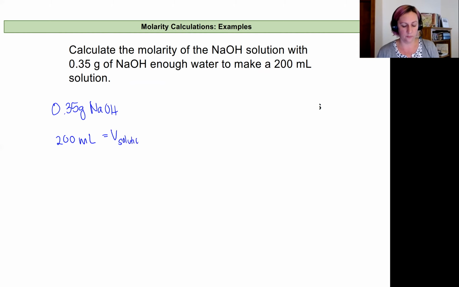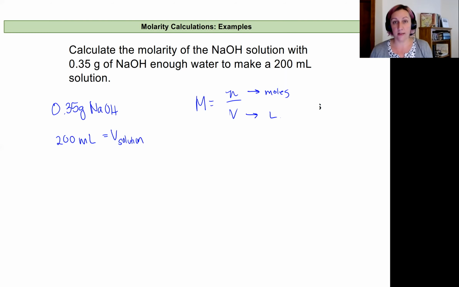Let's go back to what our molarity equation looks like. So molarity is going to be equal to our moles divided by our volume. And specifically, we need to have units of moles and units of liters. I have neither of those. So really, this is going to become a conversion problem too. So I need to convert my solute, which is my NaOH, and my solvent is going to equal water. I need to convert that mass of solute into moles. And I need to convert that volume of solution into liters. So let's do that first.